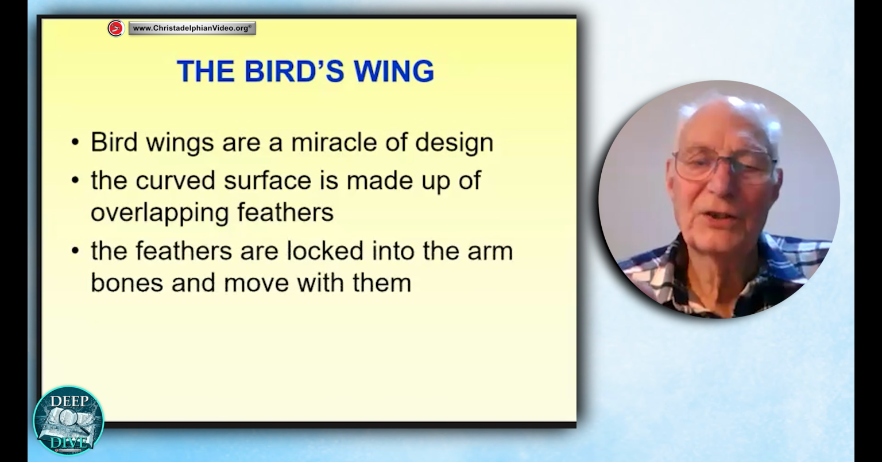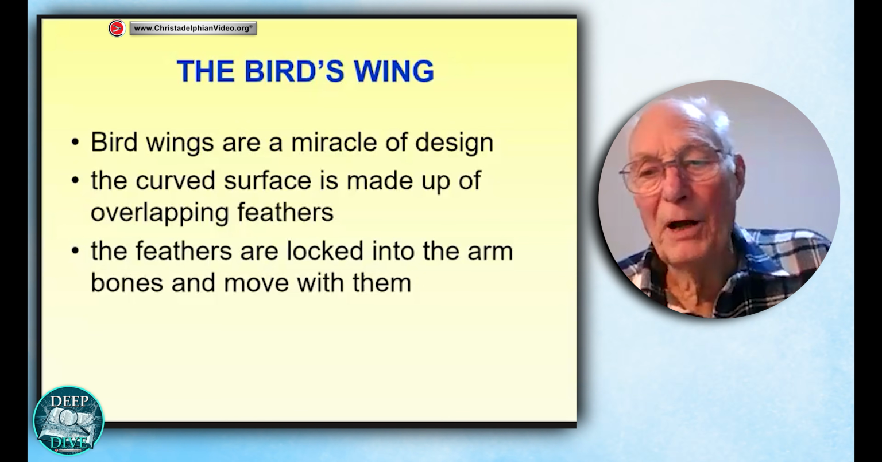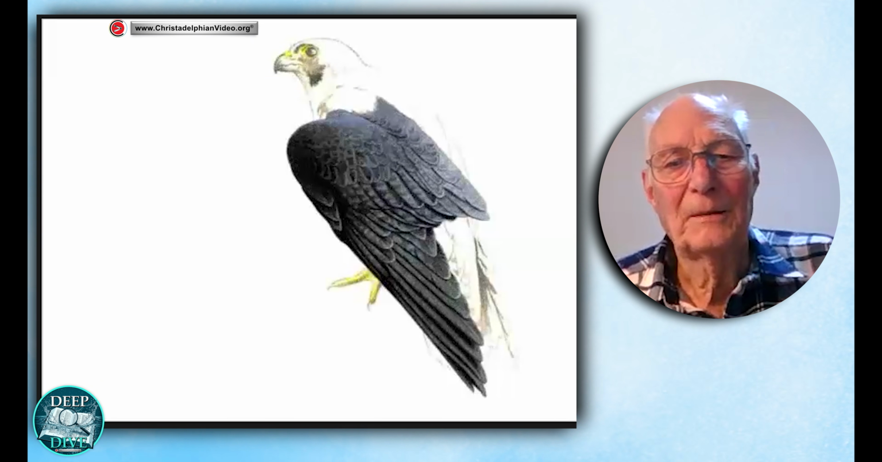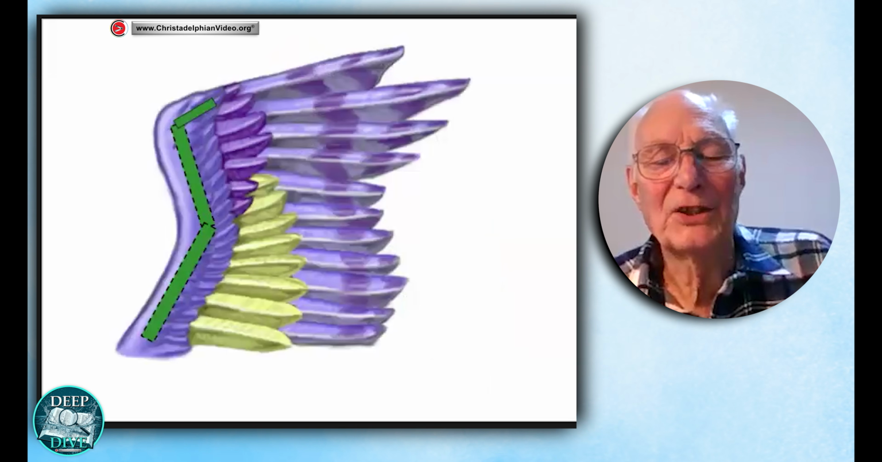And these feathers are locked into the bones of the arm, and when the arm bones move, the feathers all move with them. So here's a falcon, okay? Falcon wing. Actually, if you turn it upside down, this is what it looks like.